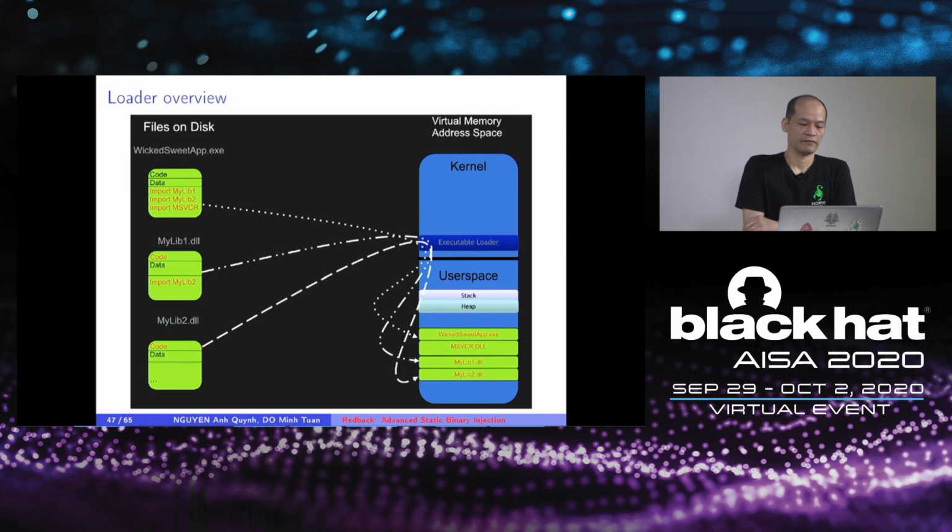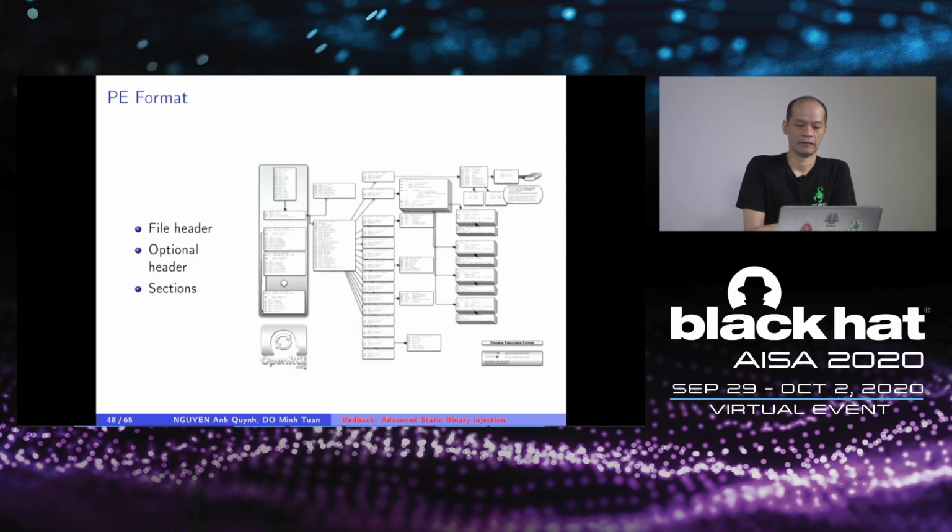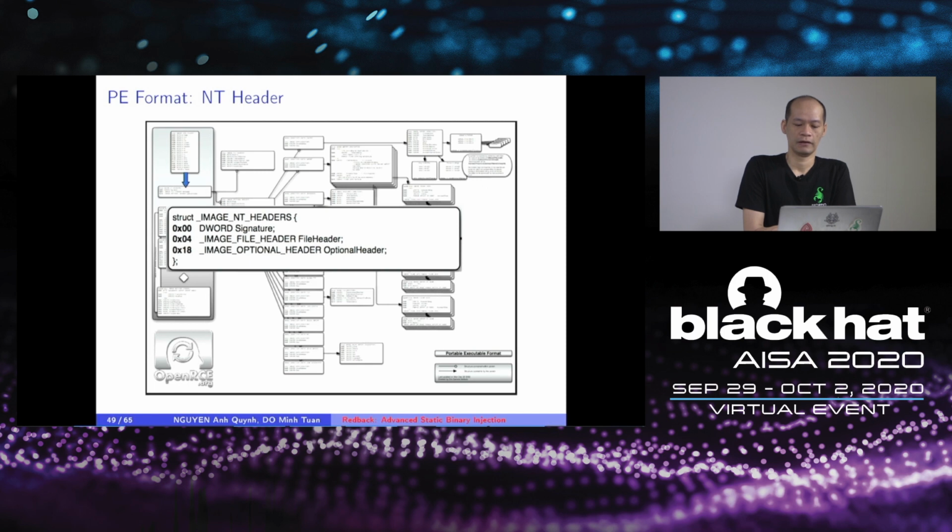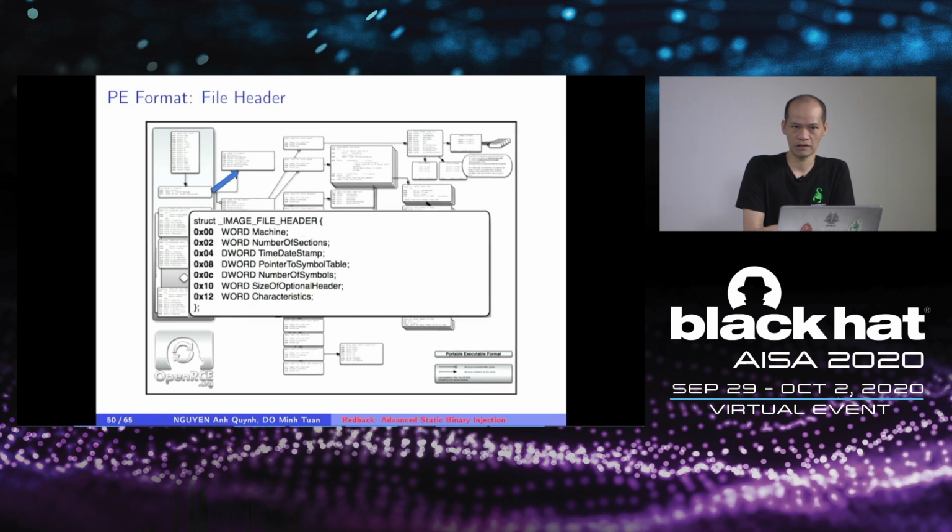So the PE file format is actually very complicated, and we do not have enough time here, so I will just mention some important points. PE files have a header named NT header, which tells you more about other headers like the file header and optional header. The file header has some important information like the number of sections and the size of the optional header, so we can locate where the optional header stays in memory and on disk.